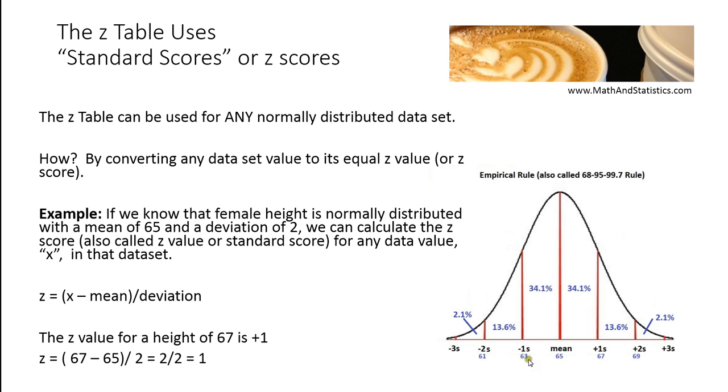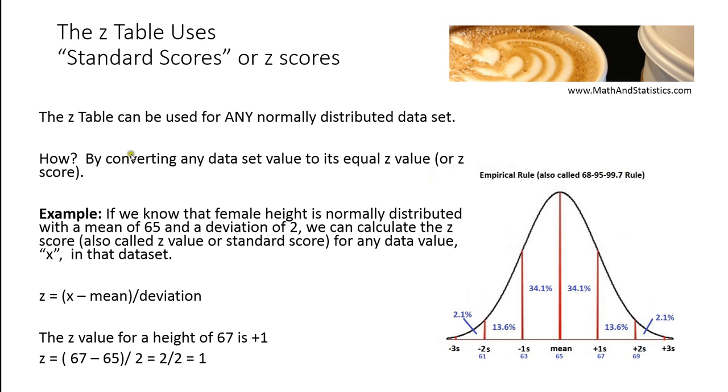If I go shorter or backwards, 1 step away is 63 inches, and another step away is 61 inches. So each step, or each deviation, or each z-value is 2 inches, and that was defined in our problem. If you don't know the standard deviation of your data set, you need only calculate it.